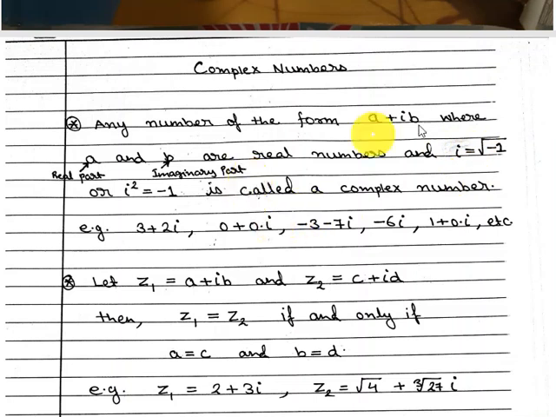So any number of the form a plus ib where a and b are real numbers and i is equal to the square root of -1, that number is called a complex number. For example, 3 plus 2i, this is a complex number where the real part is 3, imaginary part is 2. 0 plus 0 into i, this is also a complex number. That means 0 is a complex number.